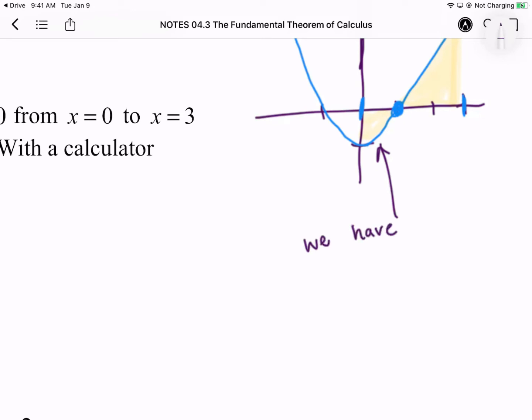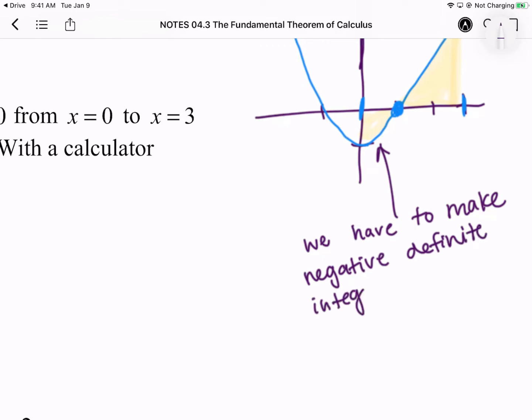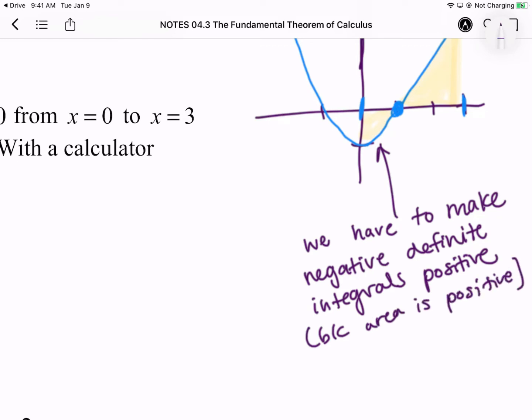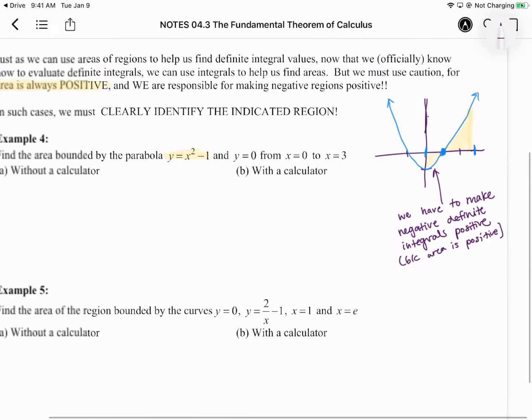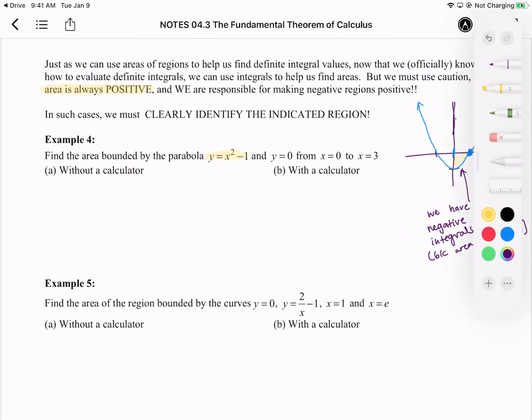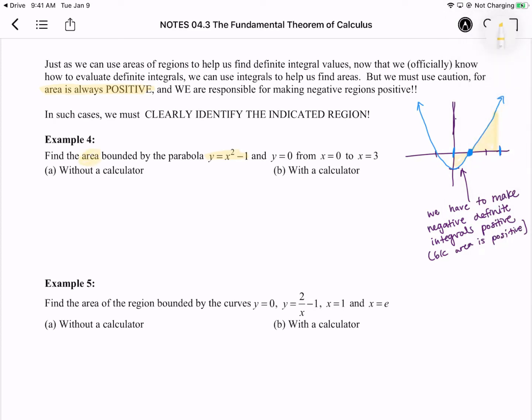We have to make negative definite integrals positive because area is positive, right? So the reason why we're doing that is just because the problem is asking me about area, right? So here it says find the area bounded by that parabola. If this wasn't asking me for area, if it were just asking me for the definite integral, I wouldn't have to do this extra work. I would just take the definite integral.